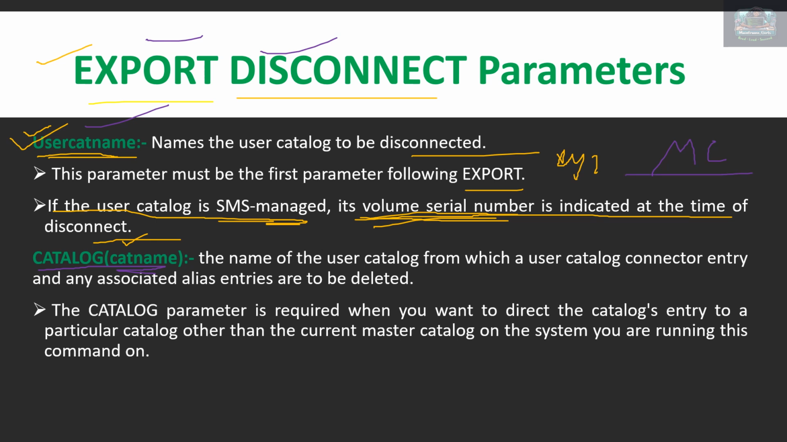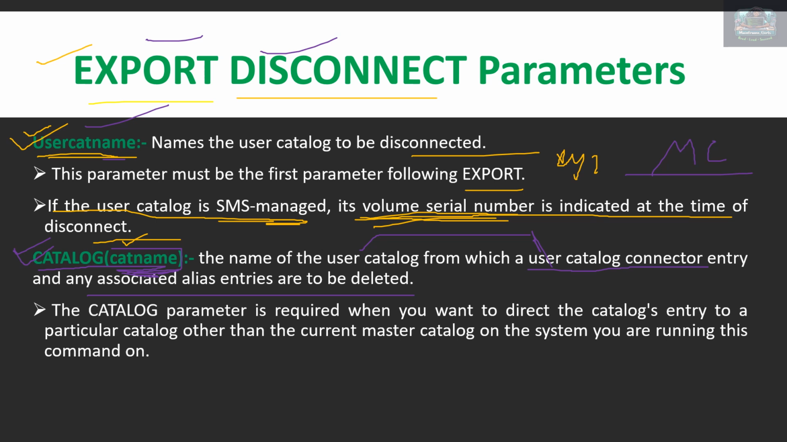But if you want your data, your catalog, to be removed from another catalog, at that time you specify this catalog parameter and give that particular catalog name here. So the name of the user catalog from which a user catalog connector entry and associated alias entries are to be deleted. If you want to delete the connection between two user catalogs, at that time you mention this catalog name and that particular user catalog name here.